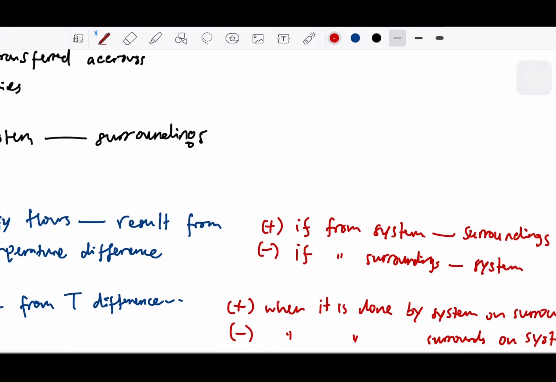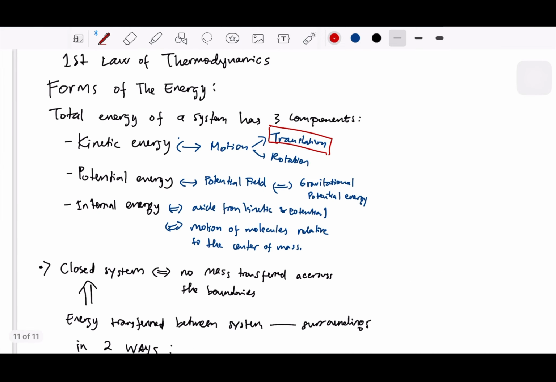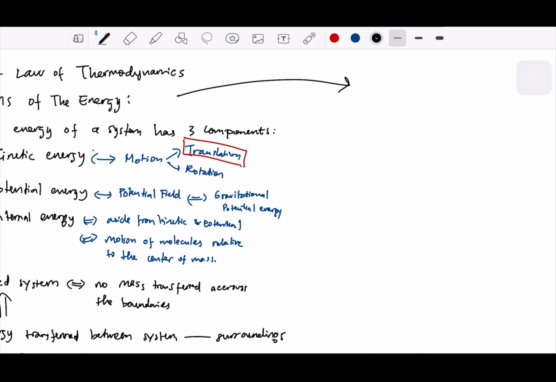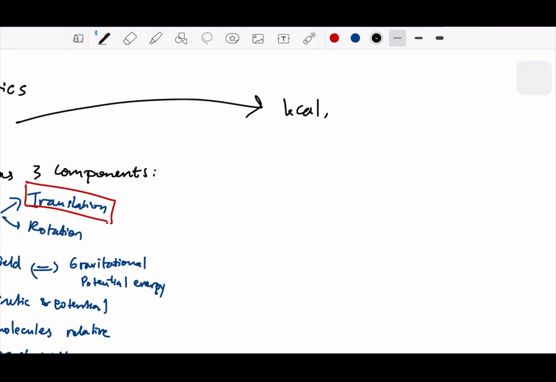And of course, talking about energy, also talking about the unit system that we are going to apply. Usually calorie, or the British system, the BTU, British Thermal Unit. And they have their conversions. I think you can also check with your textbook.